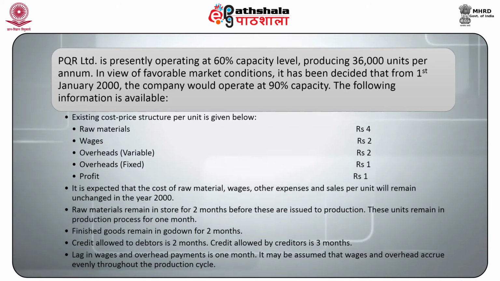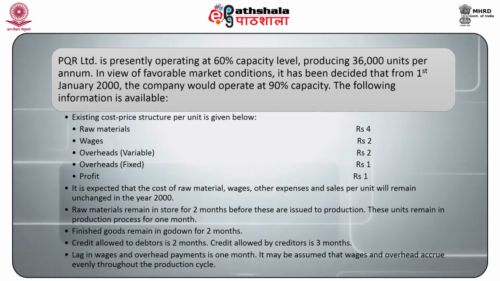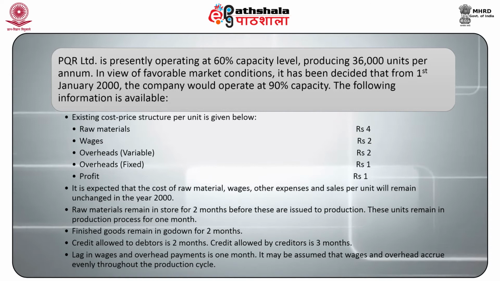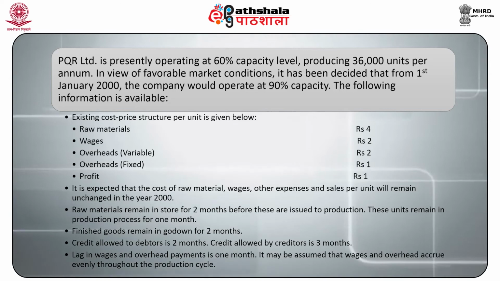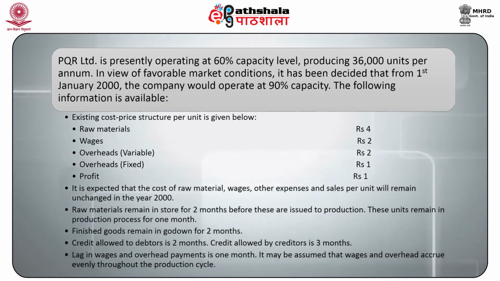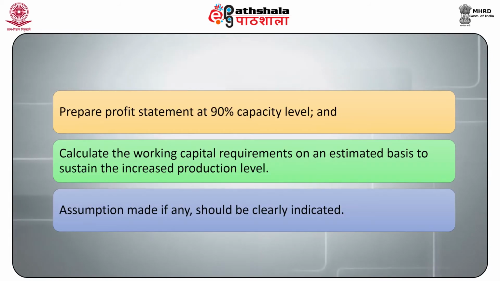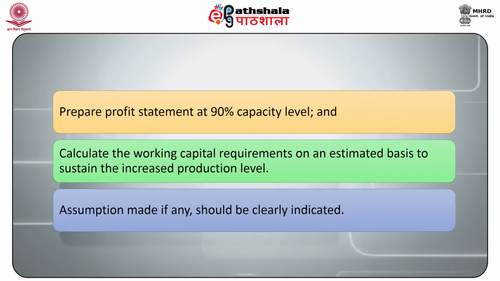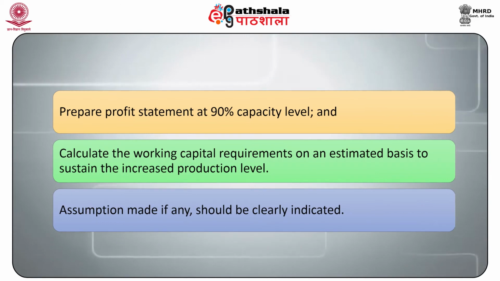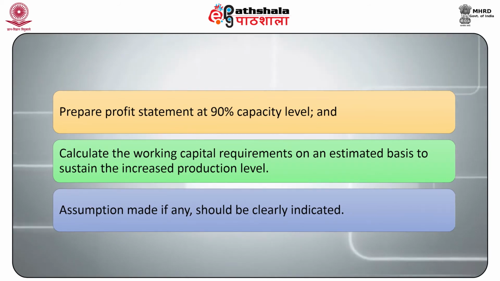in the year 2000. Raw materials remain in store for 2 months before these are issued to production. These units remain in the production process for 1 month. The finished goods remain in the godown for 2 months. Credit allowed to debtors is 2 months. Credit allowed by creditors is 3 months. Lag in wages and overhead payments is 1 month. It may be assumed that wages and overhead occur evenly throughout the production cycle. You are required to prepare a profit statement at 90% capacity level and calculate the working capital requirements on an estimated basis to sustain the increased production level. The assumptions made, if any, should be clearly indicated.